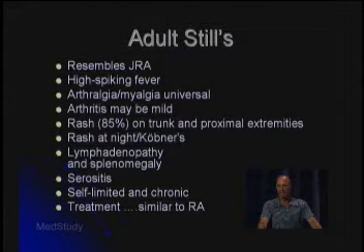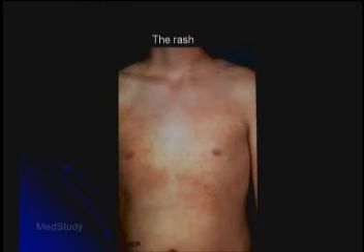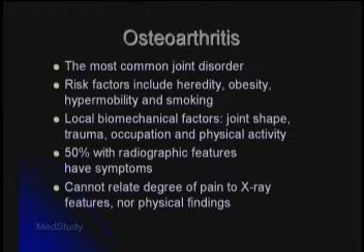May be worse at night. They may exhibit Koebner's phenomenon. They may have lymphadenopathy, splenomegaly, serositis. It is sometimes self-limited but can be quite violent. There's the picture. All right? Salmon-colored truncal rash. Osteoarthritis. Such a common condition, not too many board type of questions.